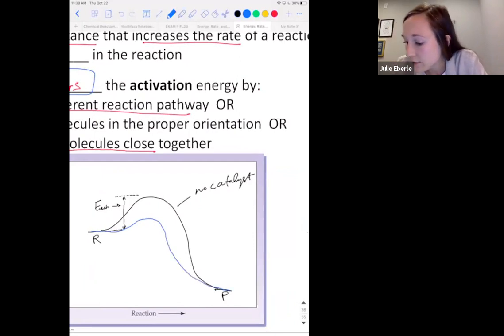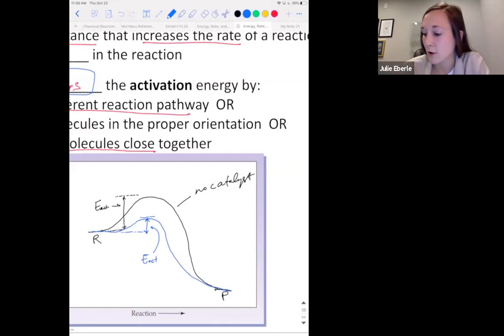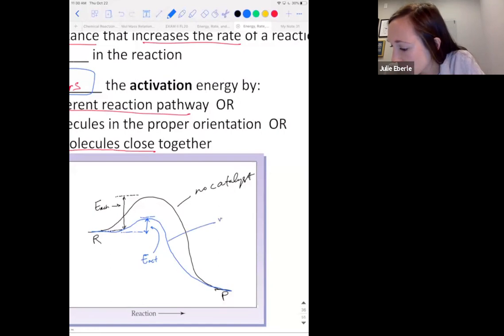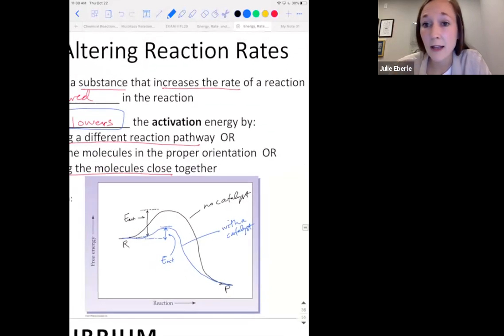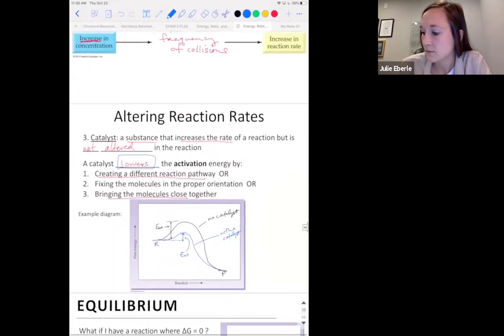So now the difference in energy between our reactants and the peak is right here. This is a much, much smaller activation energy. And this reaction is with a catalyst. So it can speed up the rate of a reaction by lowering the activation energy. Okay, any questions so far on that?